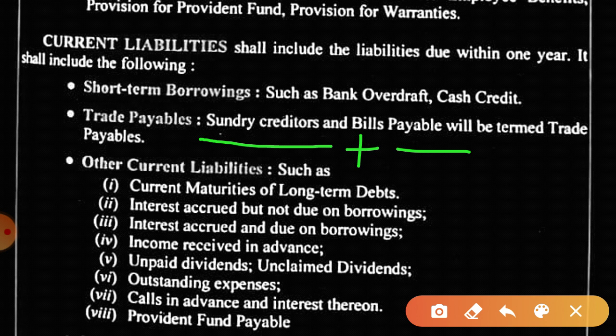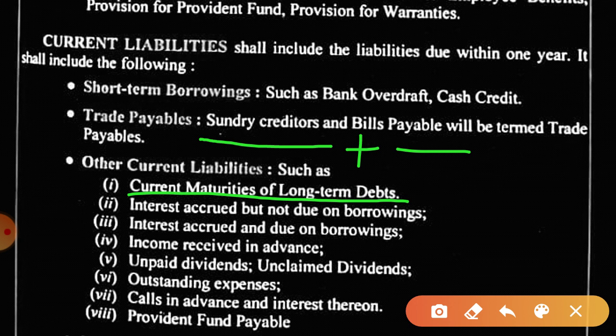Okay, then other current liabilities, what are the items covered? Current maturities of long term debts. See, my dear students, like debentures are to be redeemed in 10 years. Up to the 9th year they will be long term borrowings, and in the 10th year, the year of its redemption, it will become current maturity of long term debts. I hope with the help of this example you are able to understand what current maturity of long term debts means. When you take long term debts, it is long term, and in the final year of its repayment it becomes current maturity, isn't it?